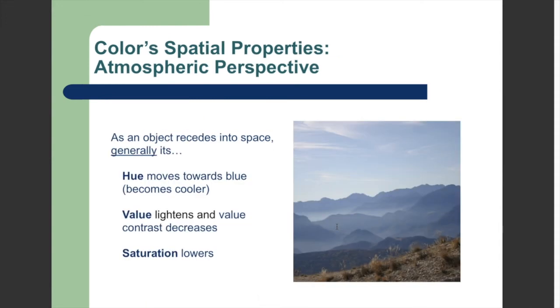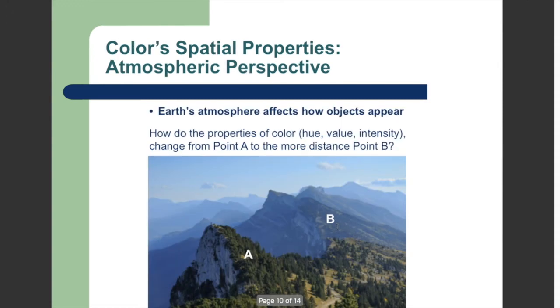Okay, what generally happens is that the hue moves towards blue, okay, it becomes cooler, the value lightens, and the value contrast, which is a difference in value within the object, decreases, and the saturation lowers, so it becomes duller. And so let's look back at this. So the hue becomes cooler, so you see how it goes from a green to a bluish green, it goes closer to blue. The value lightens, so overall it's getting lighter from A to B to perhaps imaginary C over here. The value contrast decreases.